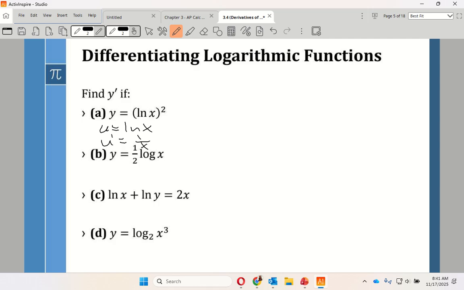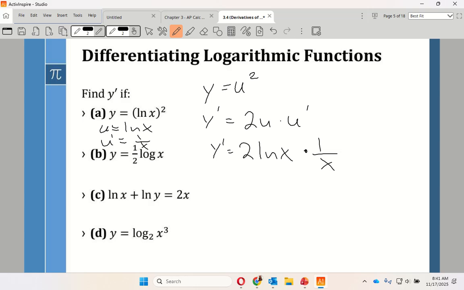Okay, even better. All right, so this is going to give me u squared. So y prime is equal to 2u times u prime. Okay, so it's going to be y prime is equal to 2 ln of x times 1 over x. And no, those will not cancel out, because that x is a part of this.